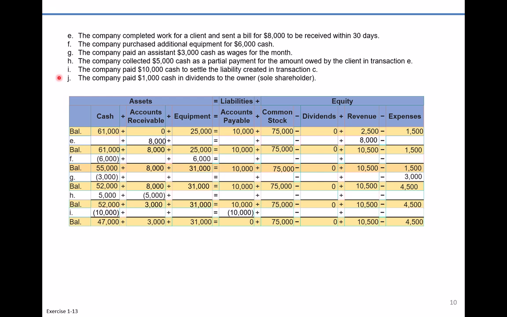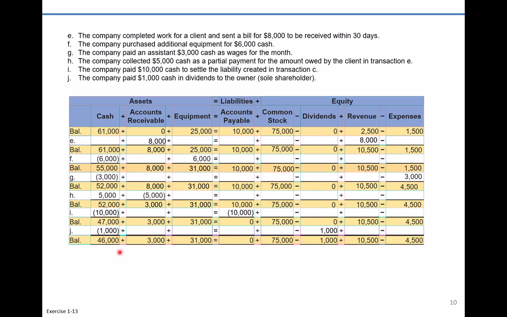Well, the last one up is transaction J. It says the company paid $1,000 cash in dividends to owners. So what accounts are involved here? Well, cash and dividends. We have those two accounts already set up. Cash goes down by $1,000, dividends goes up by $1,000. We simply put those transactions in and update our balances, and we've done it all. Congratulations. That completes exercise 1-3, identifying effects of transactions using the accounting equation and this handy dandy worksheet.